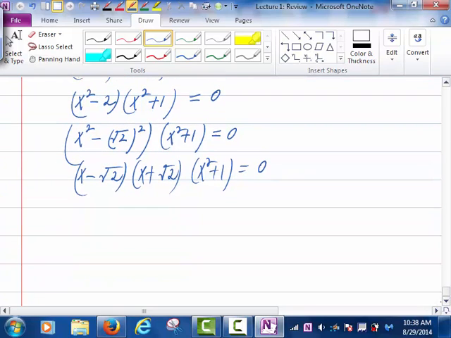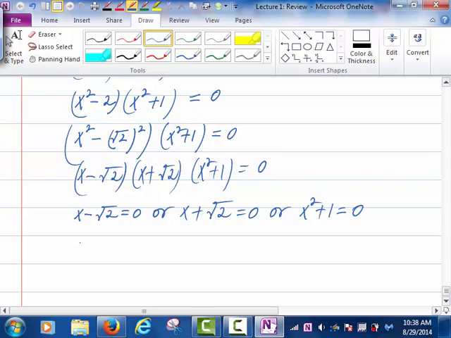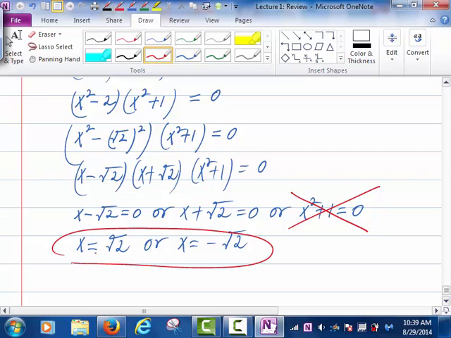And so either x minus root 2 is 0 or x plus root 2 is 0 or x squared plus 1 is 0, right? So I get either x is root 2 or x is negative root 2. And notice that there isn't a value of x for which x squared plus 1 could be 0, right? Well, we're not working with complex numbers, remember that. So there is no real value of x which will give you 0. Because x squared plus 1 is always what? Positive. Right? So we don't get any solution from there. Okay, no solution from there. So these are the only solutions.